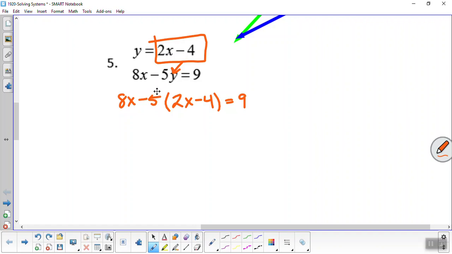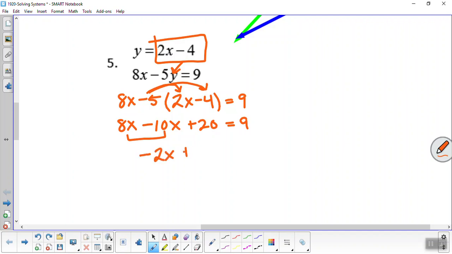Now to simplify this, I'm going to distribute the -5. Now I have 8x minus 10x plus 20 equals 9. I'm going to combine my like terms. 8x minus 10x gives me -2x plus 20 equals 9.